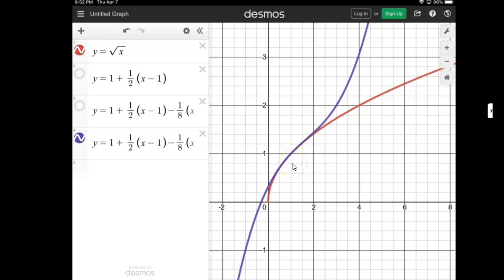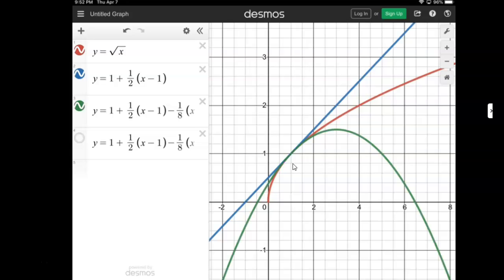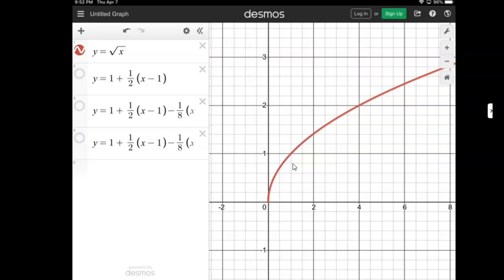Okay, so you can see how it does improve here as we go from first degree approximation to second, and then from second to third. As we go up to a higher degree polynomial, we keep getting more consistent with the graph for a little bit longer. Okay, and so that's our third degree approximation.